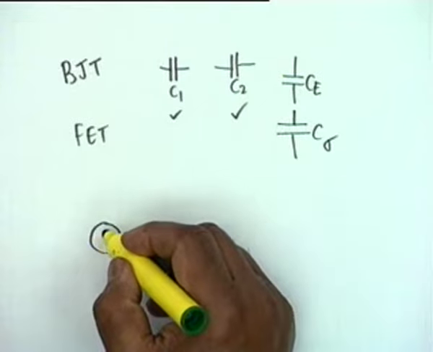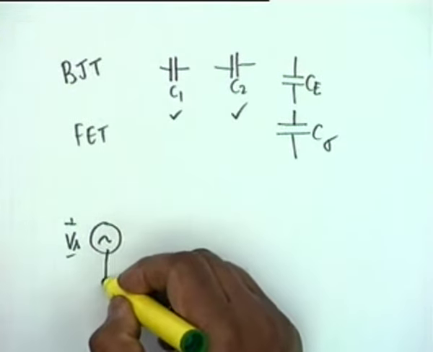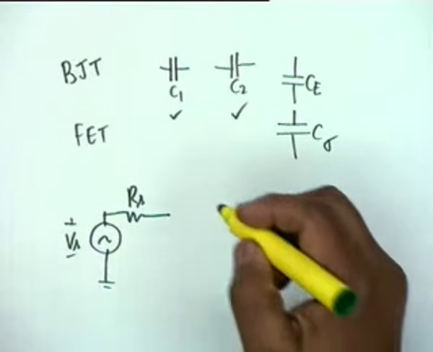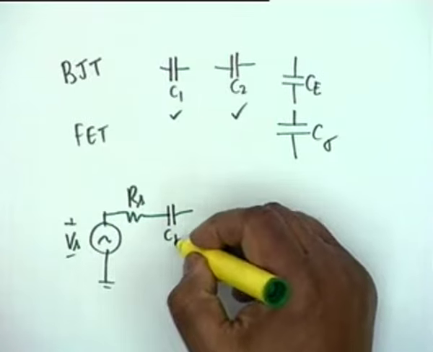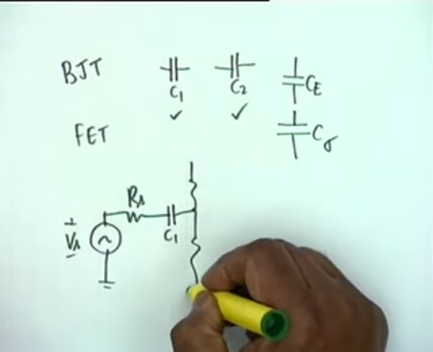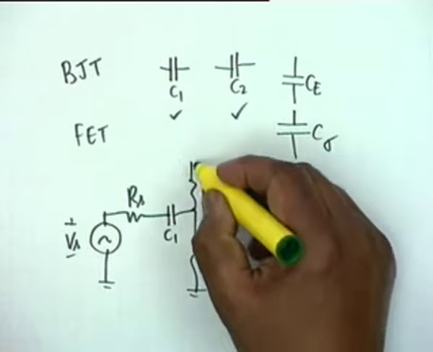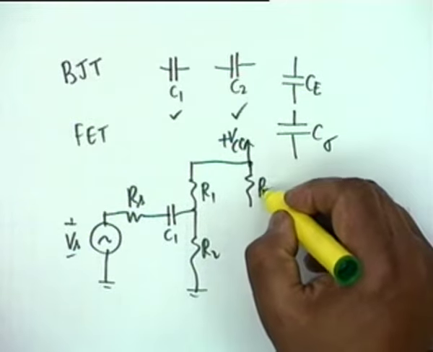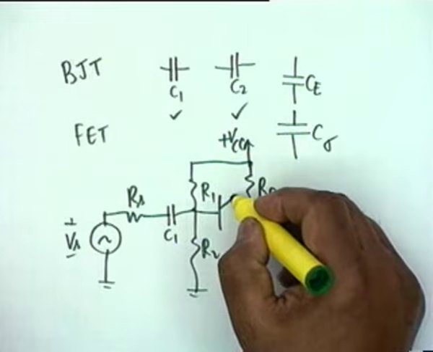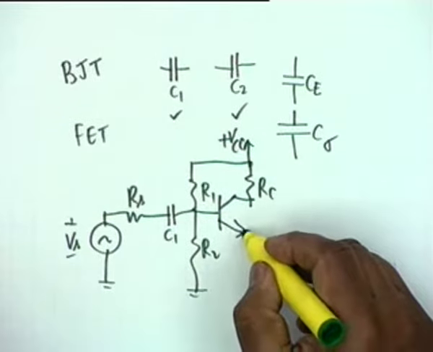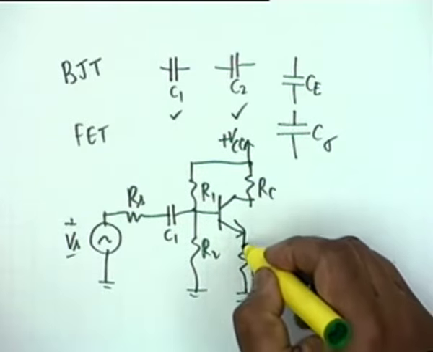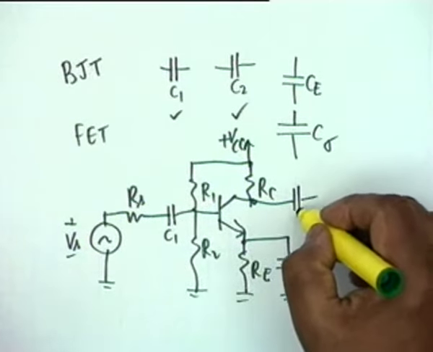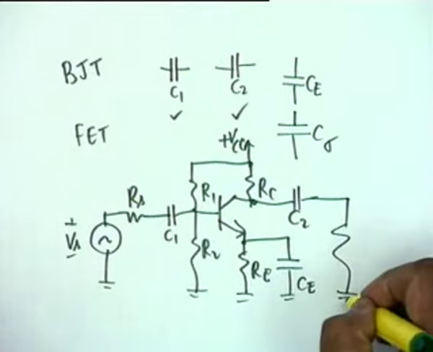The usual circuit is VS, RS. We consider a common emitter circuit. As usual, this is C1. There are two resistances here, R1 and R2. This goes to plus VCC. We have a resistance R sub C. This is the transistor, and there is an R sub E shunted by a CE. Then we have the coupling capacitor C2 and the load RL.